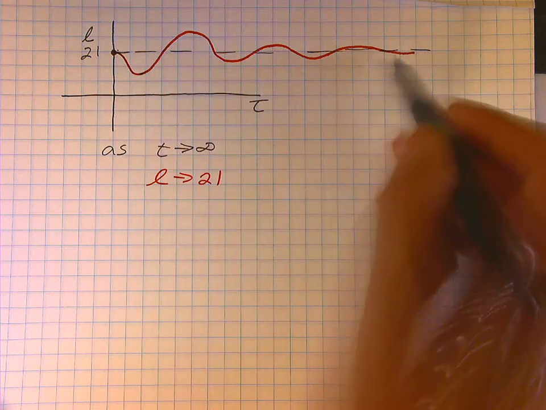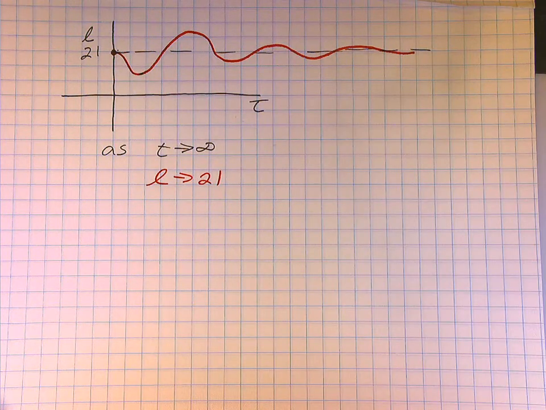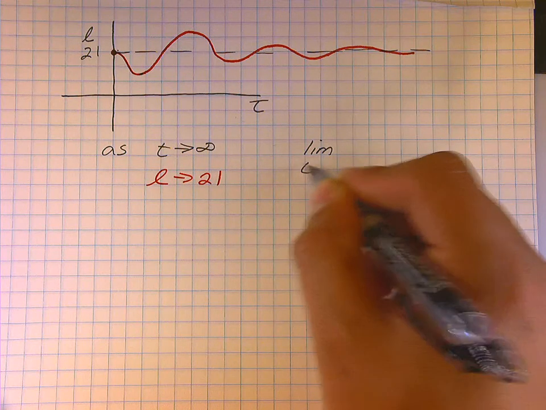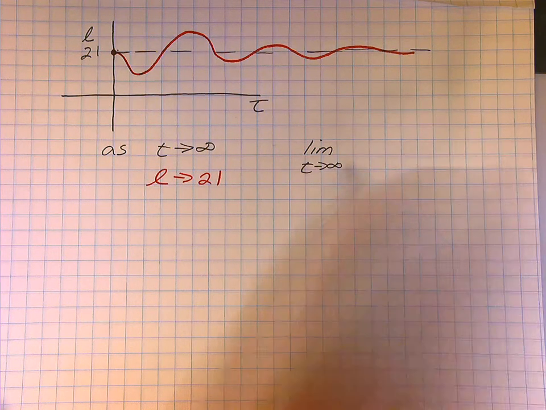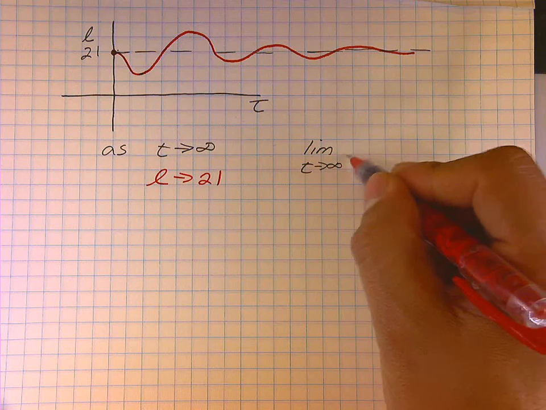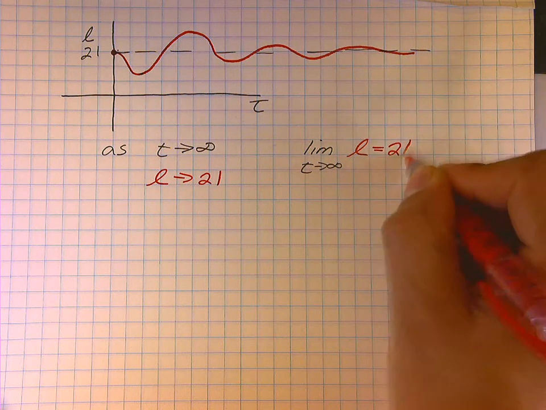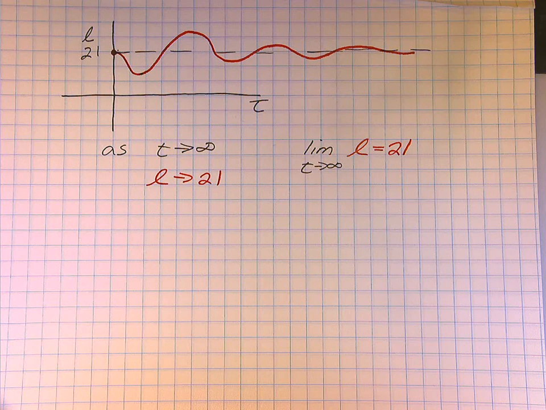We can cross that. It's not a problem. The horizontal asymptote is not a boundary that cannot be crossed, but it is something you are approaching. So another way of saying that is the limit as time goes to infinity of the length of the spring, our shock, is 21 centimeters.